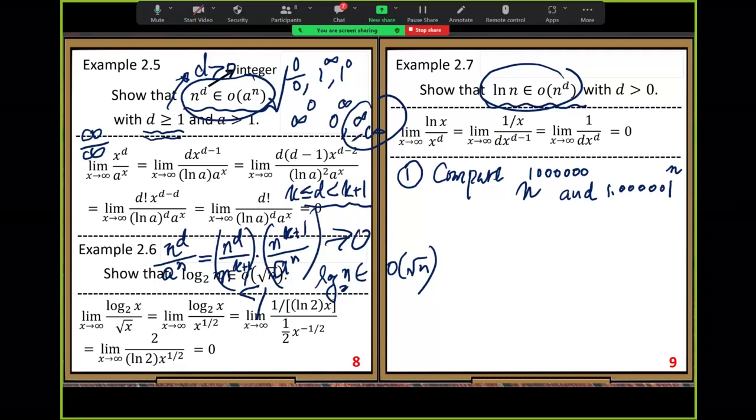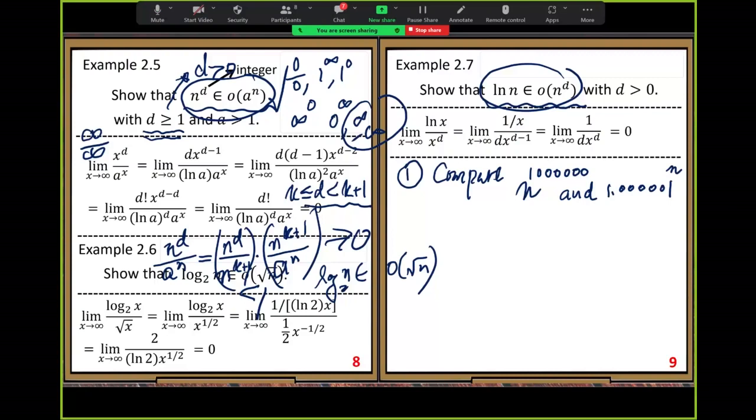Now I ask you to compare these two functions. Which one is eventually faster? Which one is the final winner? At the beginning, one is slower than the other, so we know the beginning is not that important. We want to see who is the winner at the end. Based on intuition, which one do you feel is larger?